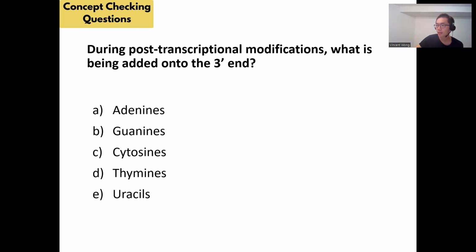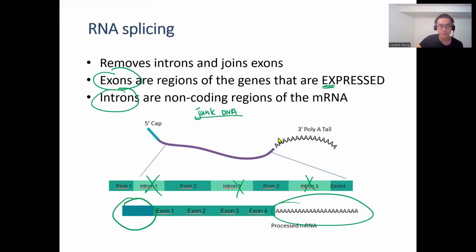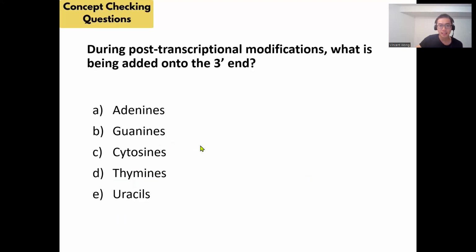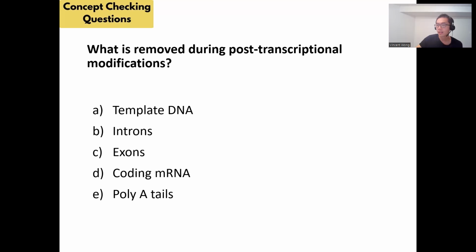Okay, most of you got it right. The answer is adenine. You can go back to the picture here. In the 3' end, we add a poly A tail. The longer the tail, the longer it will last in the cytoplasm. And the last one here.